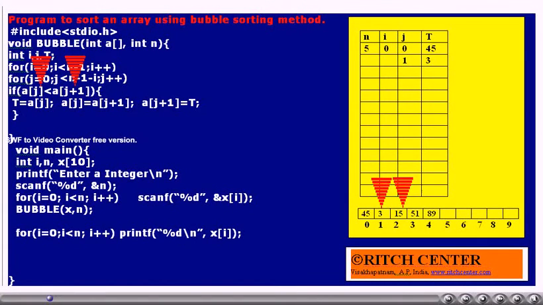Now, a of j and a of j plus 1 are compared. Currently, the j value is 1. Thus, a of j is 3 and a of j plus 1 is 15. 3, is it less than 15? Yes. Thus, a of j value is assigned to t. Then a of j plus 1 value will be assigned to a of j. Then t value will be assigned to a of j plus 1. Thus, a of j and a of j plus 1 values will be exchanged.